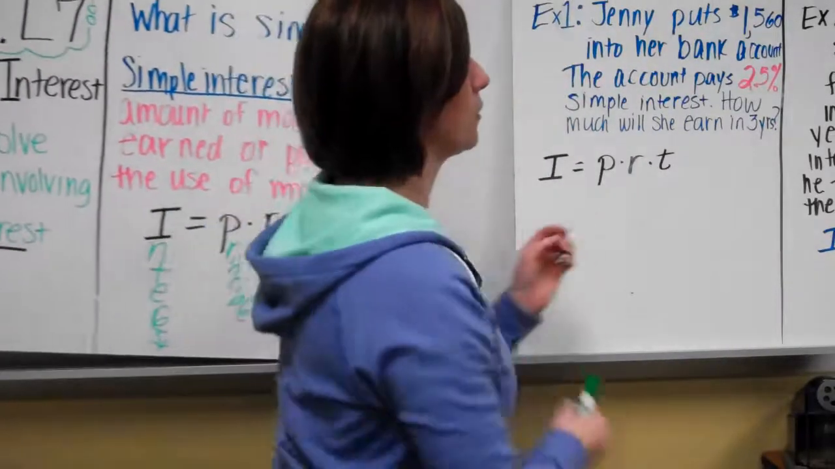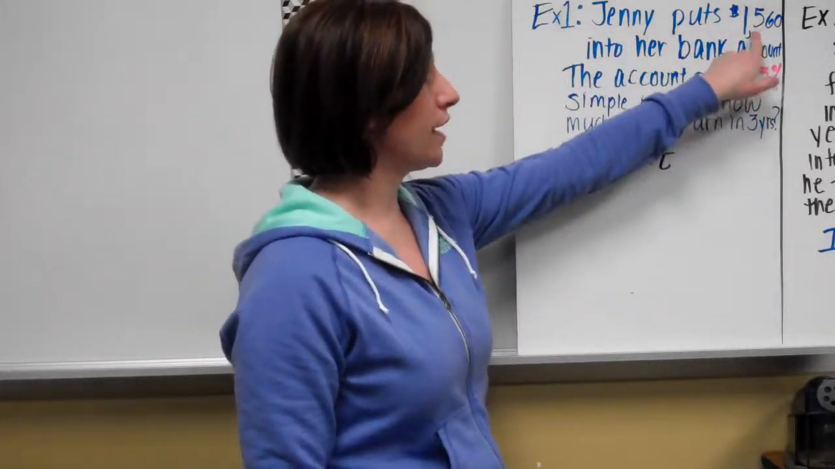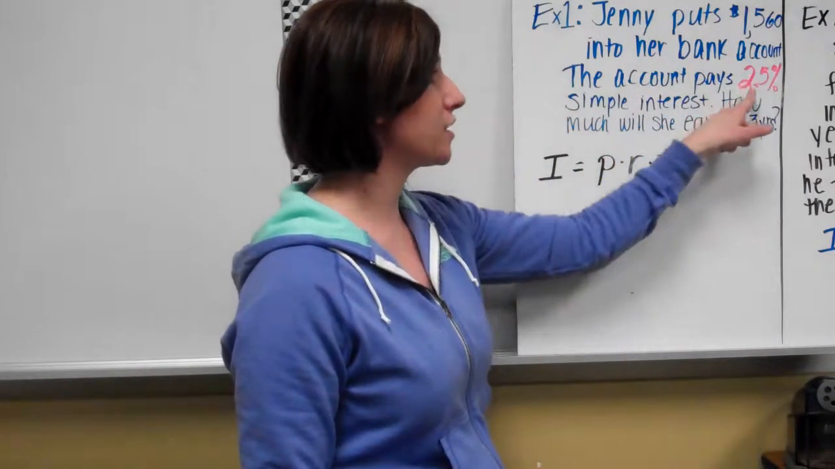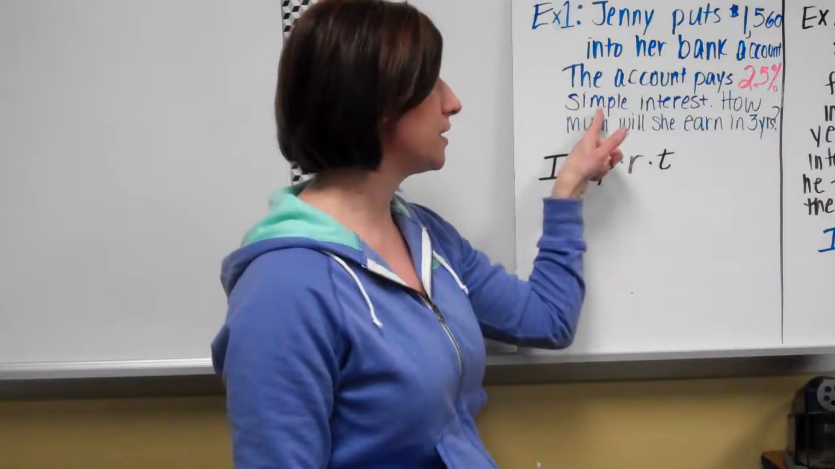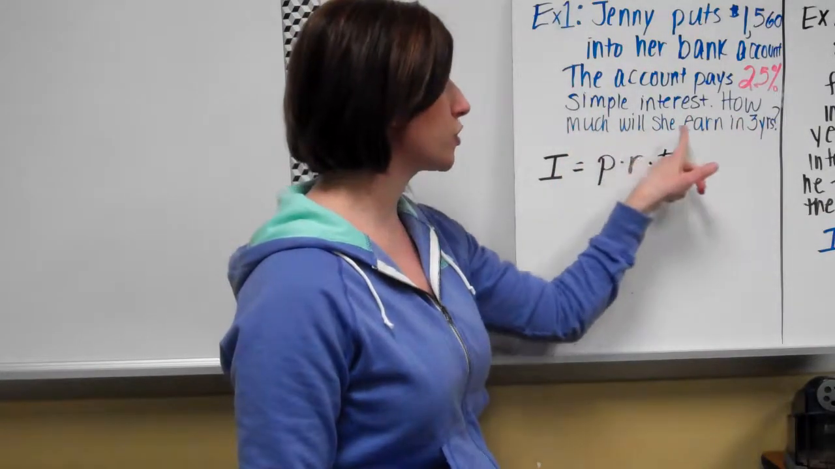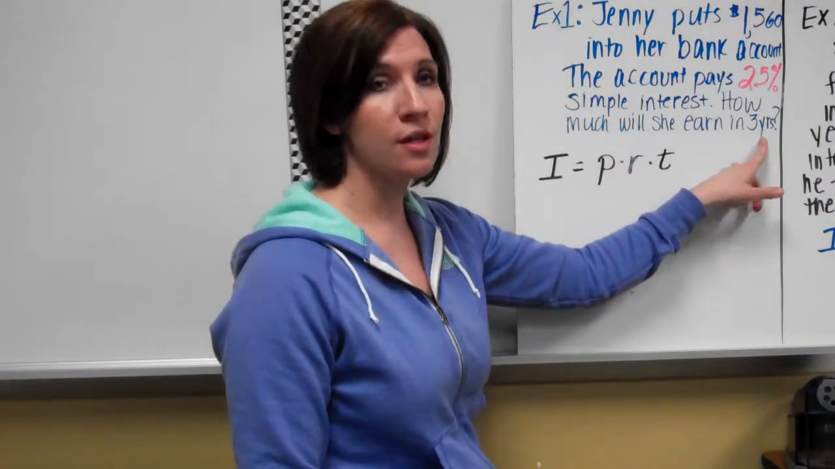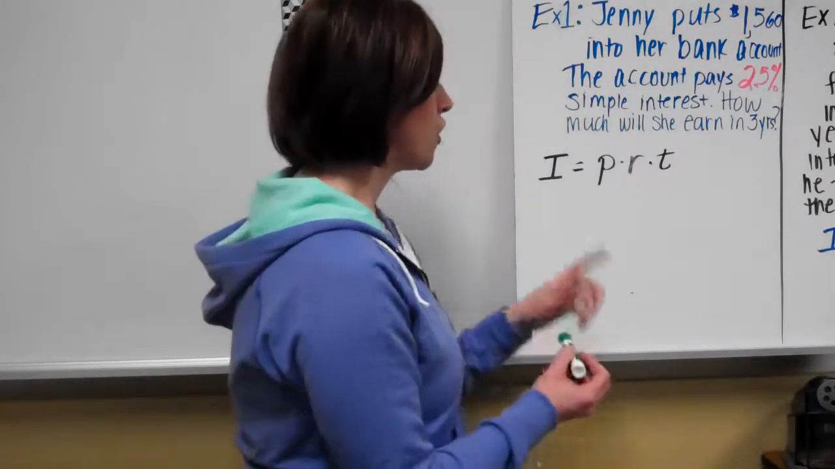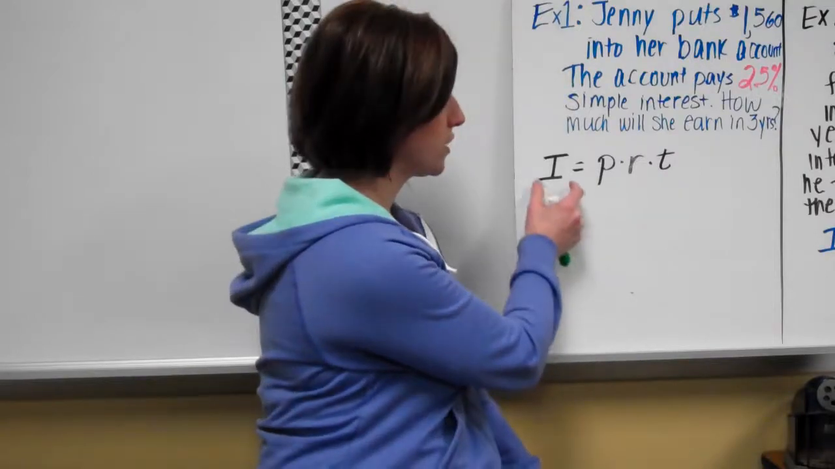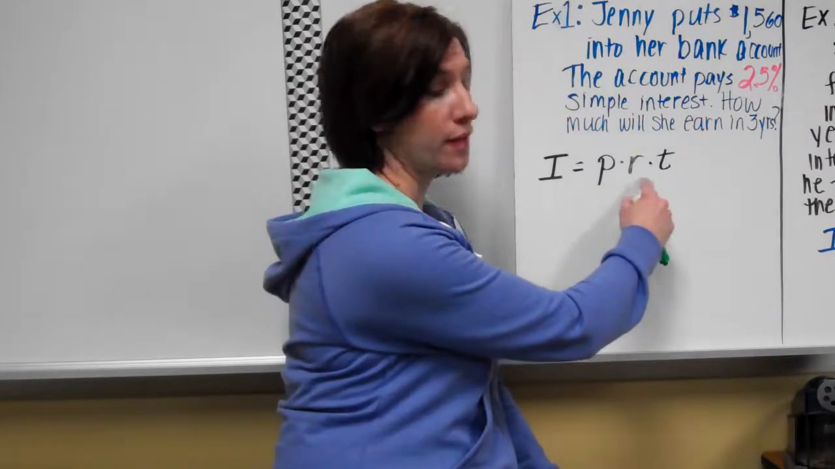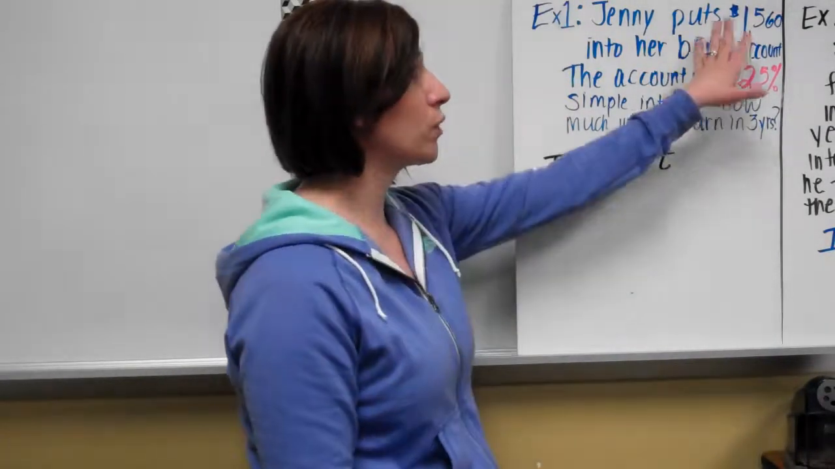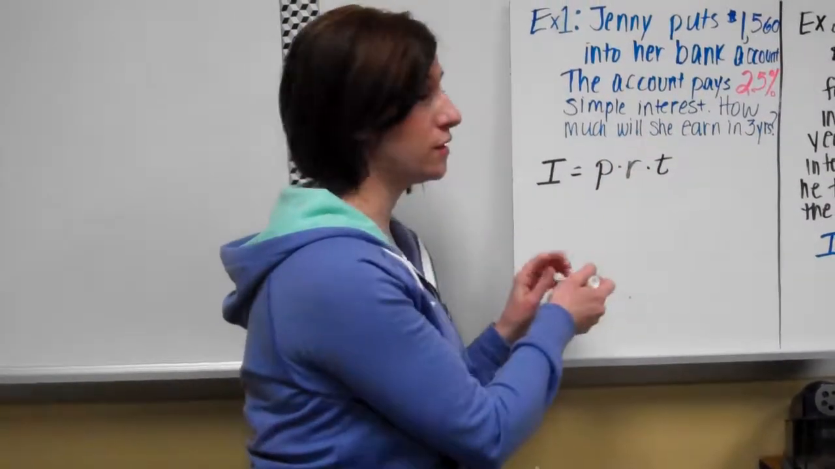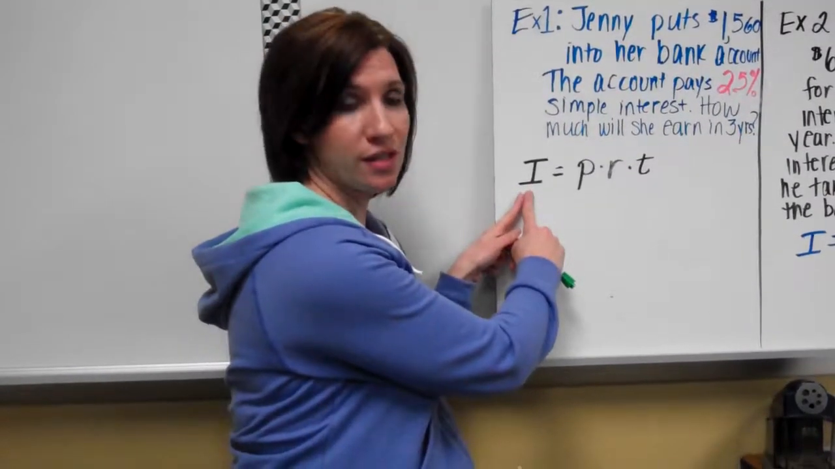Our first example here is Jenny puts $1,560 into her bank account. The account pays 2.5% in simple interest. How much will she earn in 3 years? She's putting money into the bank, so she's going to earn interest. So we're going to use our equation, which is interest is equal to principal times rate times time. I'm going to take what I'm given in the story problem and plug it into the equation. We're trying to find the interest.